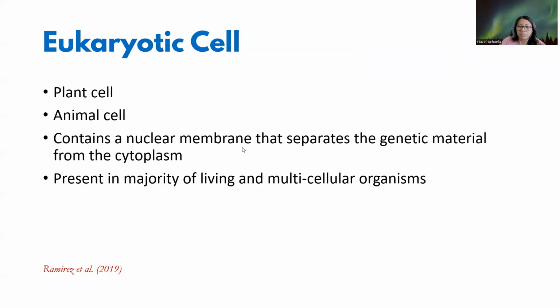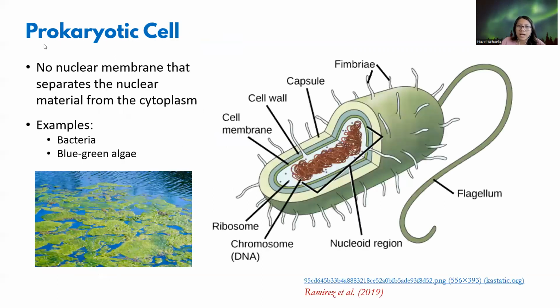The function of the nuclear membrane is it separates the genetic material from the cytoplasm. Recall that I previously mentioned that the genetic material is in the nucleus, correct? And the nucleus is enveloped or surrounded by a nuclear membrane, especially in the eukaryotic cell. The nuclear envelope protects the genetic material inside the nucleus. And that is what is absent in our prokaryotic cell.